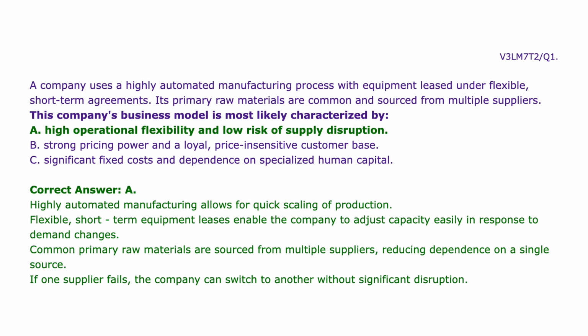Highly automated manufacturing and flexible equipment leases enable quick production scaling and capacity adjustments. Multiple raw material suppliers reduce dependence and mitigate disruption from supplier failures.